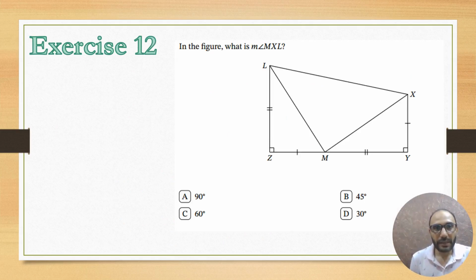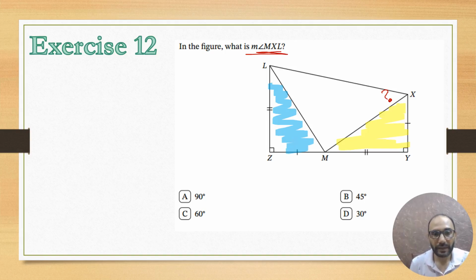The last question. In the figure, it requires to find the measure of angle MXL. This angle. Okay, now let's see. We have here a triangle in yellow, and we have another triangle in blue. If you notice carefully, you are going to find that these two triangles are congruent because of side, angle included, and another side. Side ZM equals XY. And measure of angle Y, which is included, equals measure of angle Z. Angle Y is congruent to angle Z.